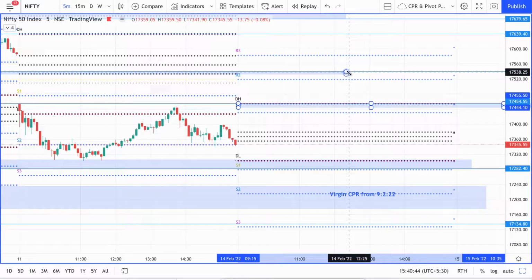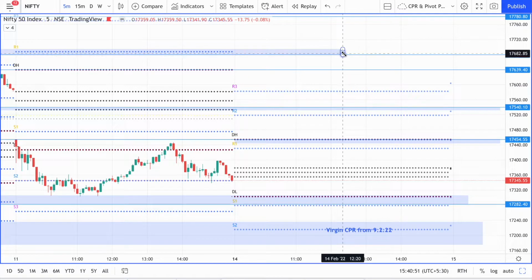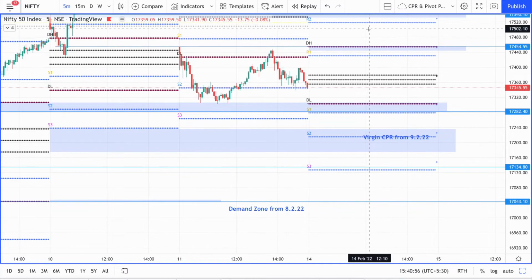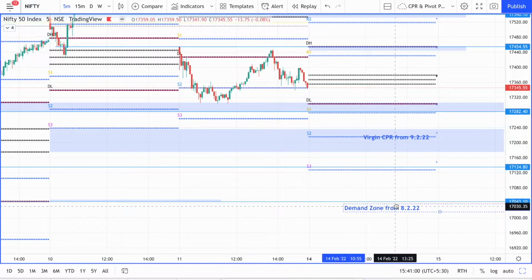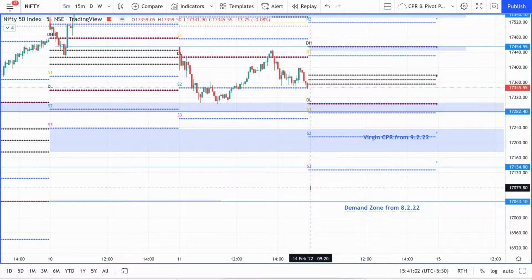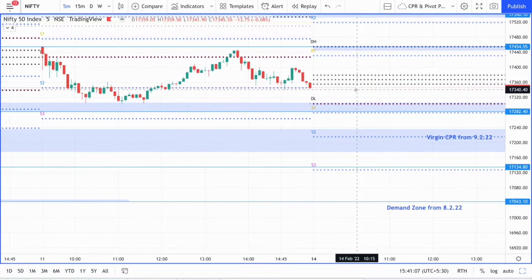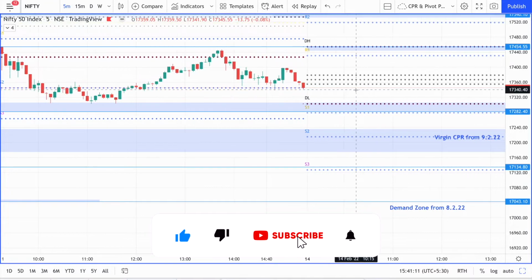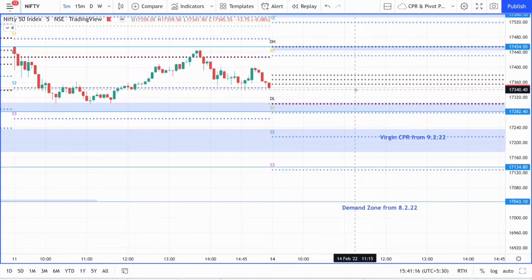Here you're just supposed to extend all these levels that you see coming from previous days, and here we have a level on the top. So these resistances will persist, and these supports also. This is a demand zone coming from the 8th of February. Yeah, so I think this should be all for levels for Nifty today. I will post these levels on Twitter and you can pick up from there. And now let's head over to Bank Nifty and see how Bank Nifty did today.